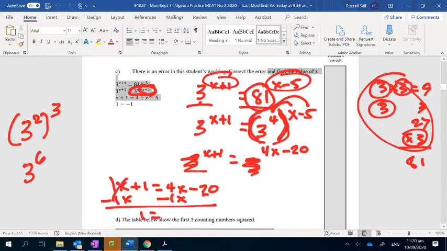Gives us 3x minus 20. Now, let me write it up here so it's a little clearer. 1 equals 3x minus 20. We need to get our numbers on one side. Well, our x is over here on the right, so my numbers need to go to the what?